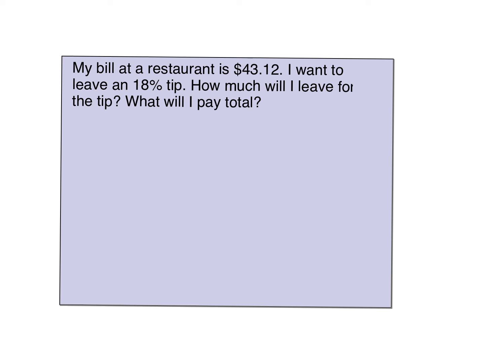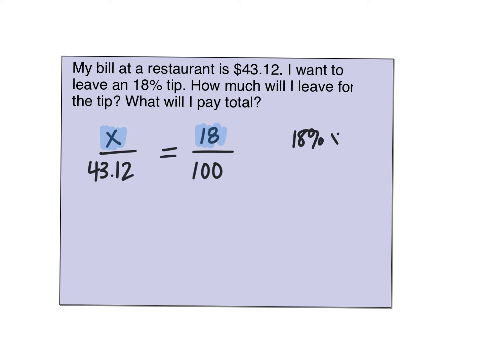All right, so my bill at a restaurant is $43.12. That's the total bill. I'll put that on the bottom, the whole. I'm going to leave an 18% tip. Percent's always out of 100. I want to know the tip, that is the part. So again, that's the part here, that's the percent tip. If you solved it the other way, you could have also done 18% times 43.12, changed it to a decimal, and now you can solve it.